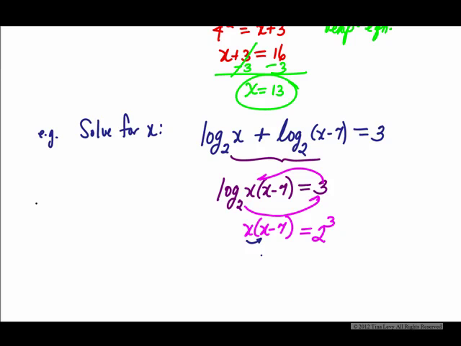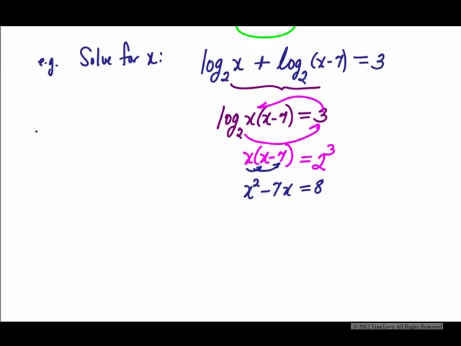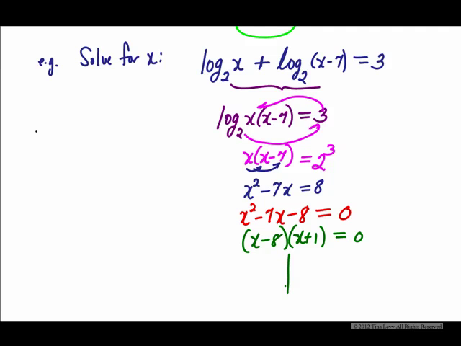Now, distributing this through, I have x squared minus 7x equals 2 to the third. 2 times 2 is 4, times 2 is 8. The minute I see a square, it's a quadratic, I want to get a 0 on one side. So I subtract the 8, and I get x squared minus 7x minus 8 equals 0. Now we're going to factor, and we get x minus 8, x plus 1 equals 0. And by the zero product theorem, x minus 8 is 0 when x is 8, and x plus 1 is 0 when x is negative 1.